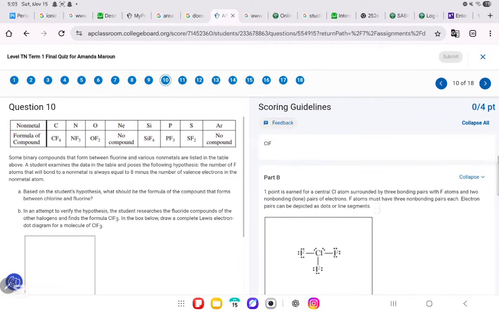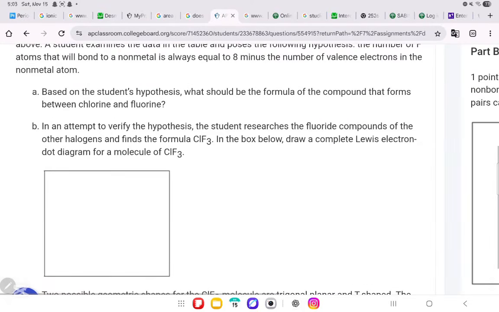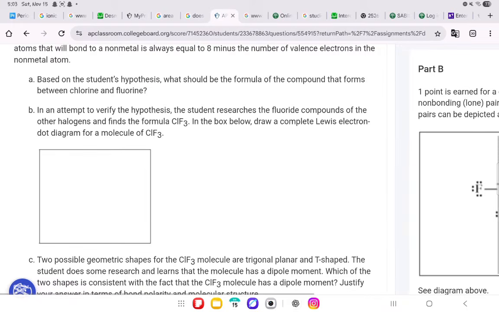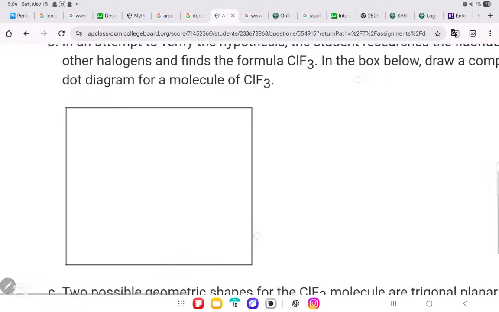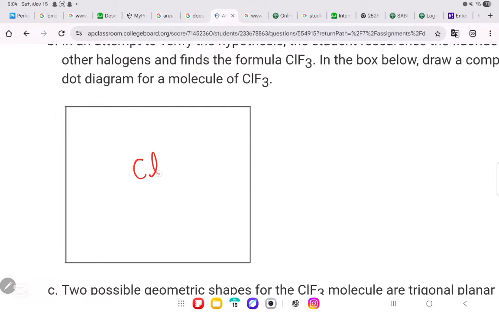Now, in an attempt to verify the hypothesis, the student researches the fluoride compounds of the other halogens and finds the formula ClF3. In the box below, draw a complete Lewis electron dot diagram of ClF3. So we have Cl over here, and then F, F, and F. Now, Cl is which group? It's group 7, plus 7 times 3. How much is that going to be? That's going to be 28. Now we subtract from it 6 electrons because we used 3 pairs.